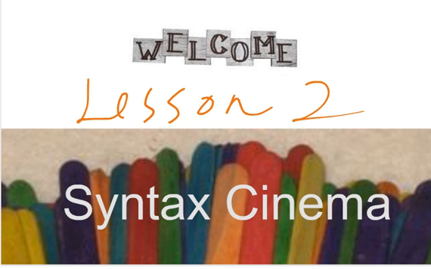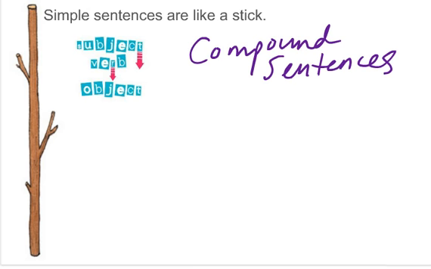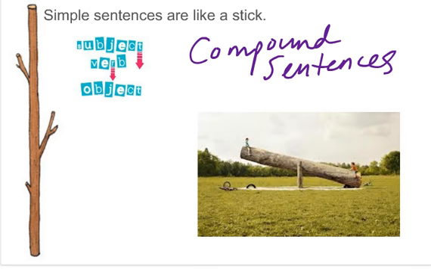This is Syntax Cinema. Last time we learned that simple sentences are like a stick. One subject, one verb, and most of the time an object. Now we need to learn about compound sentences. Compound sentences are like a seesaw. One idea plus another idea.